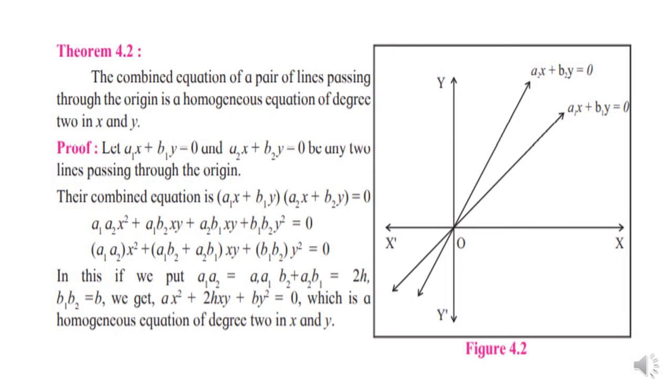Now the second theorem of this lesson: the combined equation of a pair of lines passing through the origin is a homogeneous equation of degree 2 in x and y. Just now we saw what is the meaning of a homogeneous equation of degree 2. All the terms will have degree 2 in that particular equation.